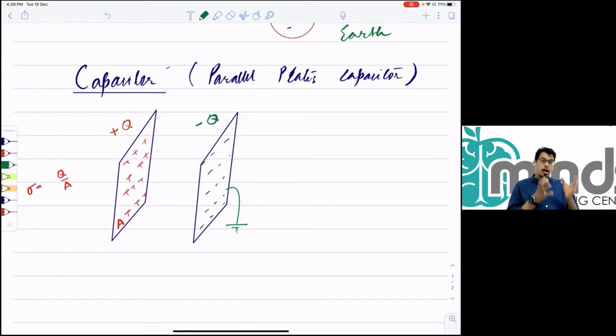So ideally, the amount of charge on first plate is plus Q. Amount of charge on other plate will be minus Q. So what is the net charge on a capacitor? Can I say 0?